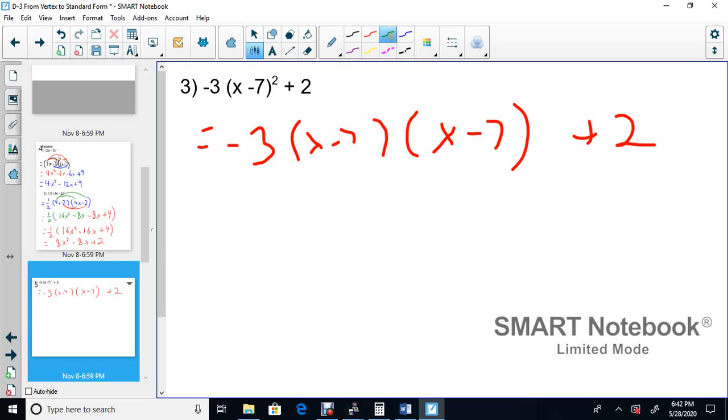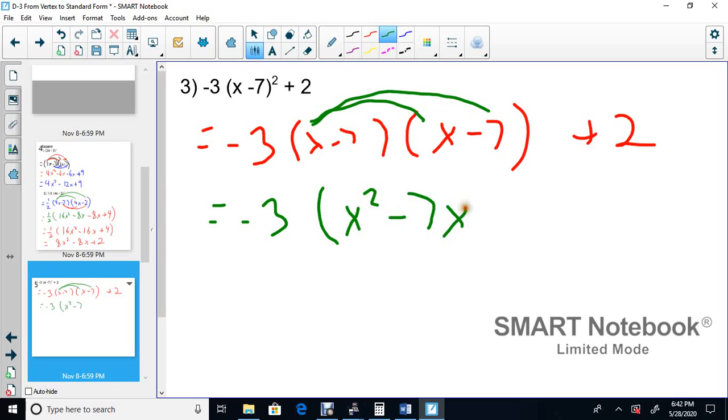And we're going to use our shooting arrows to figure this out. So we're going to put a minus 3, and then you get x squared minus 7x. A different color here, so we're going to multiply that and that. And then you get minus 7x plus 49.